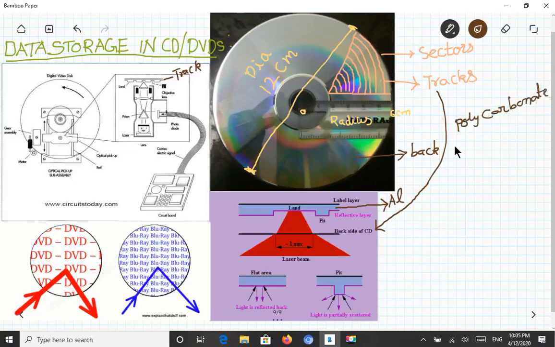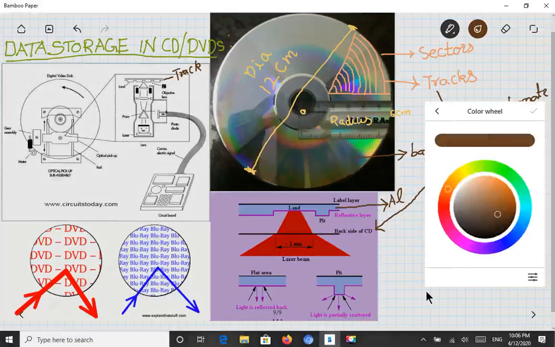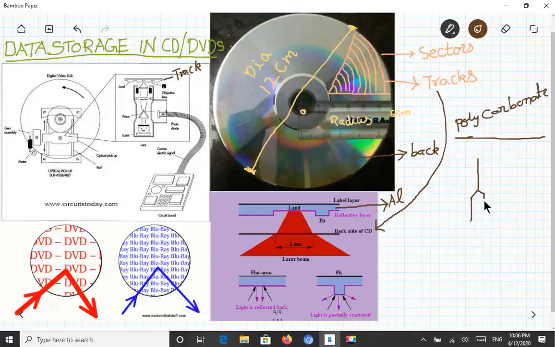Polycarbonate layer. Now there will be a laser gun. So this you can consider as a laser gun. From that, the laser has been produced.